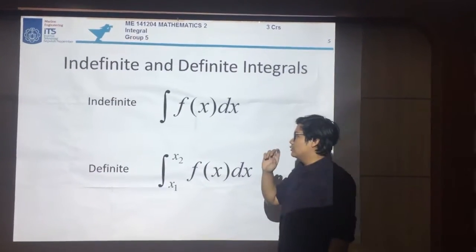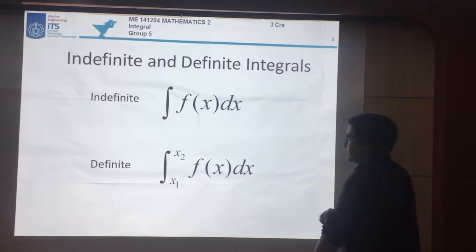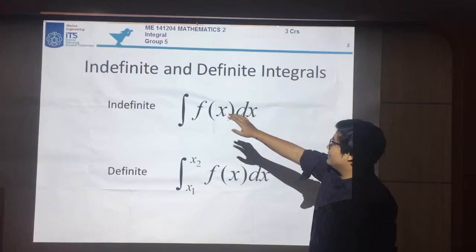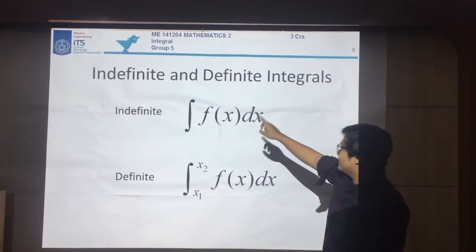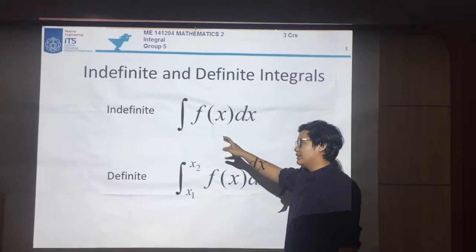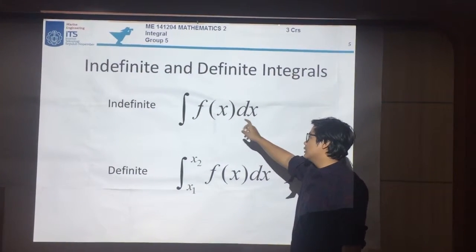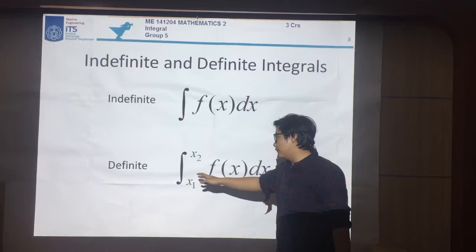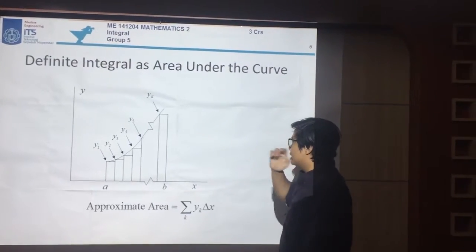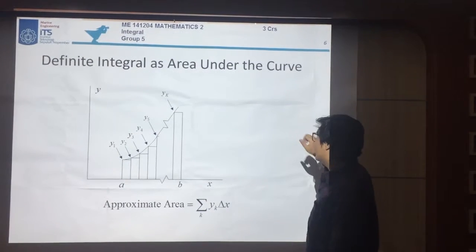Integral is divided into two kinds, indefinite and definite integrals. Indefinite doesn't have a range to integrate the function, and the definite has a range to integrate the function. Next. Alright, definite integral is the area under a curve.